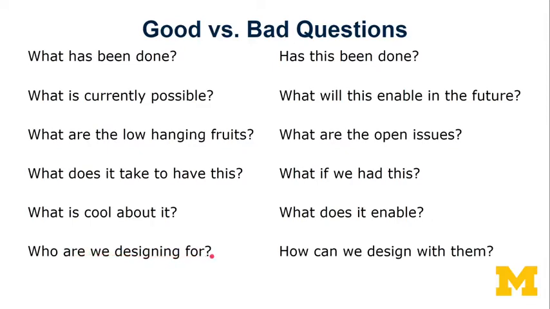Finally, who are we designing for? I think it's a good question to ask, but better is how can we design with them, right? So who we are designing for, without ever talking to people. A lot of accessibility researchers are designing for blind users, but at least that community has a standard that we do actually involve users. We don't just think we design the right thing. So think about how you can design with them rather than for them. I think these are good ways to think about research.